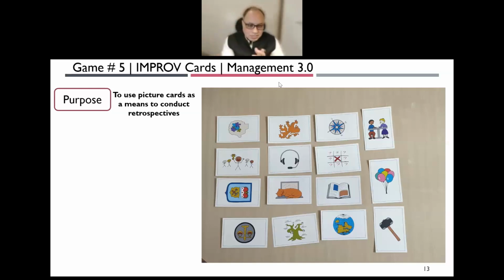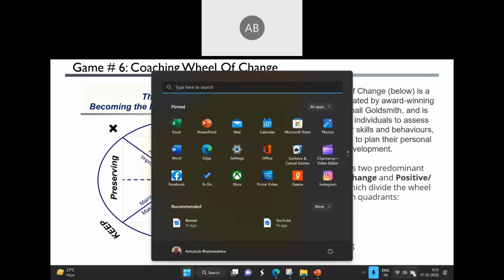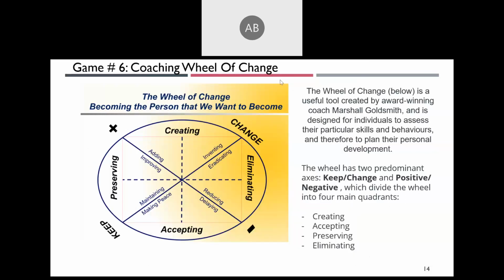Okay, game number 6. We have two more games, and I'm pretty sure that we should be able to cover them before the time elapses. Game number 6 is about what we call the coaching wheel of change. This is a game related to personal coaching. Actually, it's a tool, not really a game, but I have tried to gamify it.